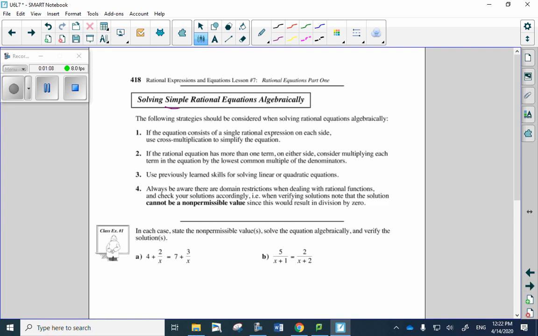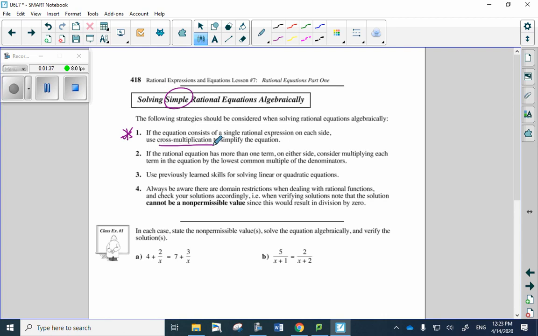We're focusing just on the simple ones because once you get to the 30 level, we'll worry about more complex questions. It says the following strategies should be considered when solving rational equations algebraically. I'm going to start with number one, and this one's important. If the equation consists of a single rational expression on each side, use cross multiplication to simplify the equation. So that's my one strategy, to just cross multiply.